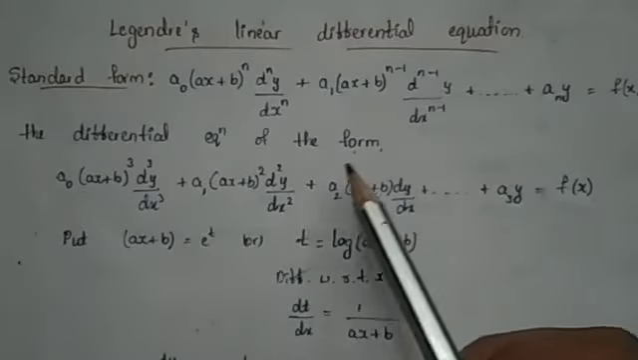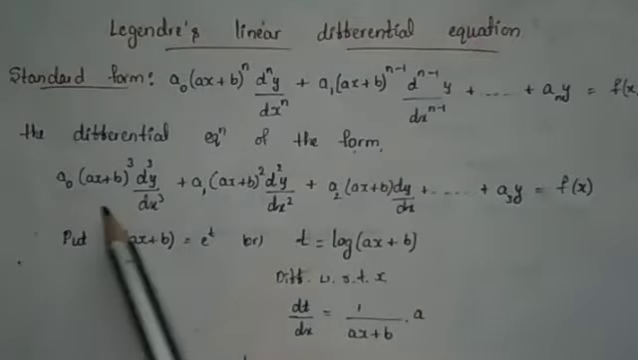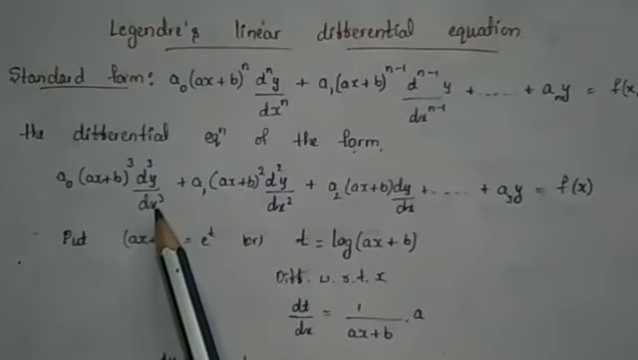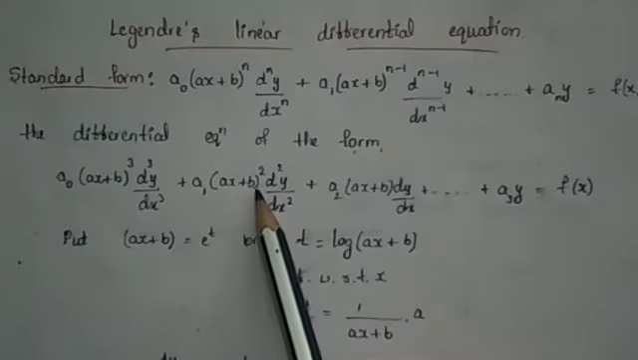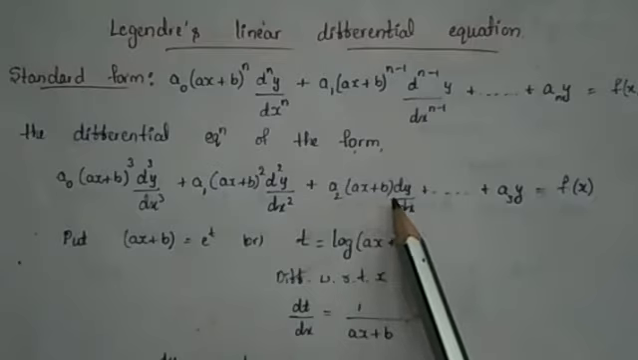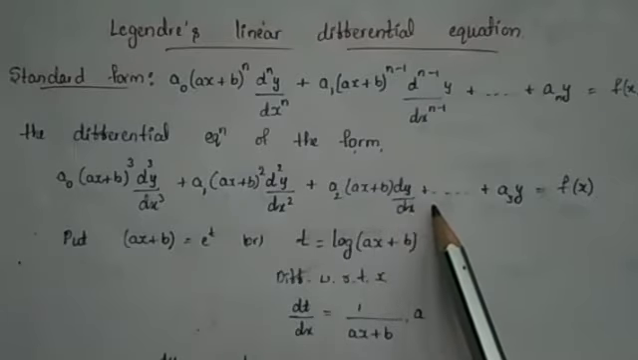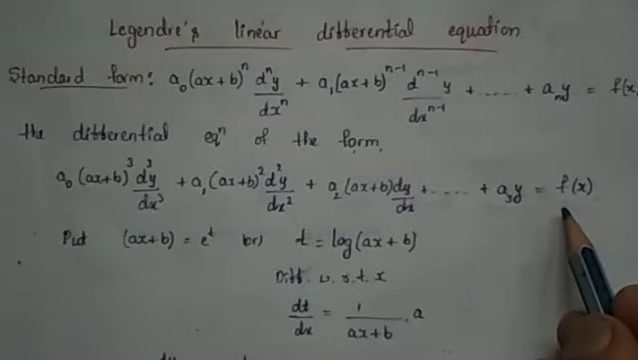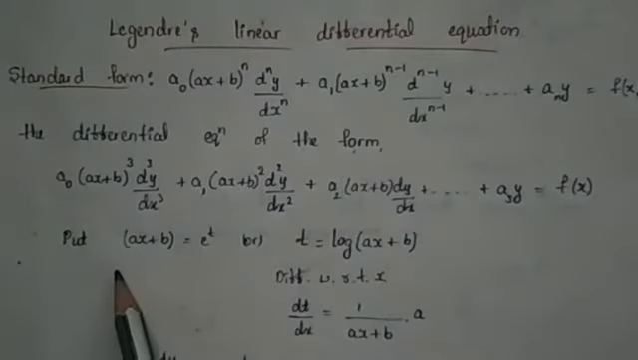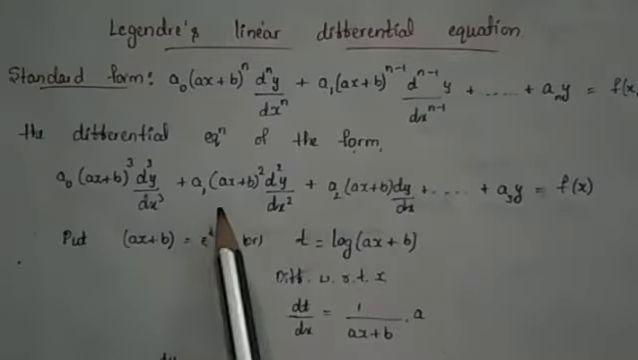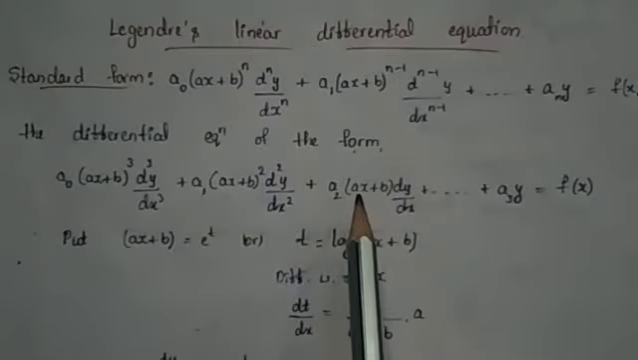The differential equation of the form a0 (ax+b)^3 d^3y/dx^3 + a1 (ax+b)^2 d^2y/dx^2 + a2 (ax+b) dy/dx + and so on up to a3 y = f(x). Put ax+b = e^t. This is the Legendre differential equation.